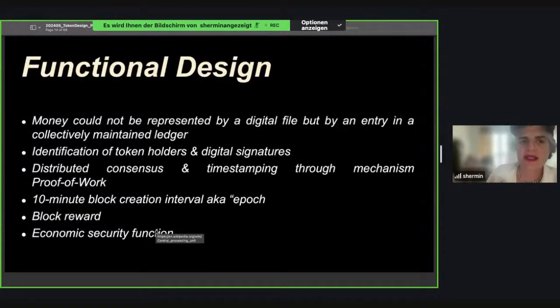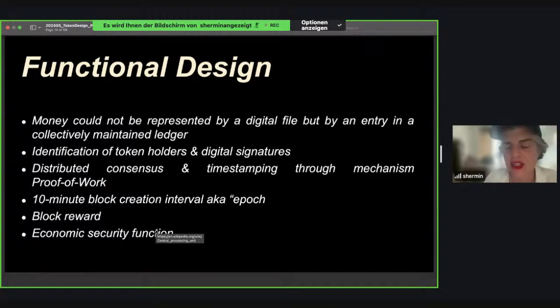To resolve this, certain functional design questions were made. And at the time, it was hard for people to grasp. And I think sometimes now in hindsight, it makes more sense, because we know how to explain it. So the first design decision was that money could not be represented by a digital file, but that the digital money they wanted to create needed to be an entry in a collectively maintained ledger, and every node in the network would have the same copy of the ledger.